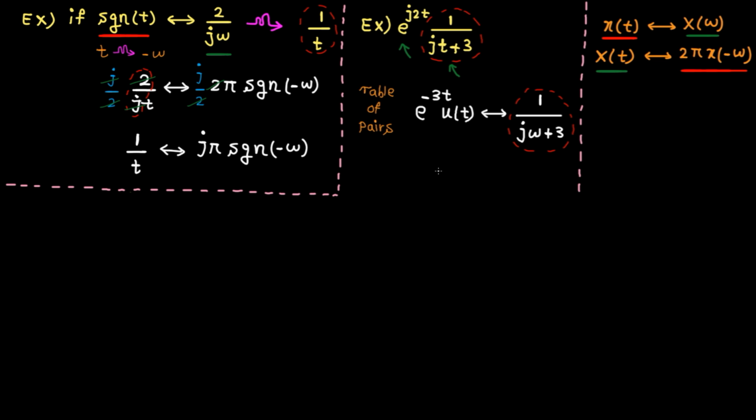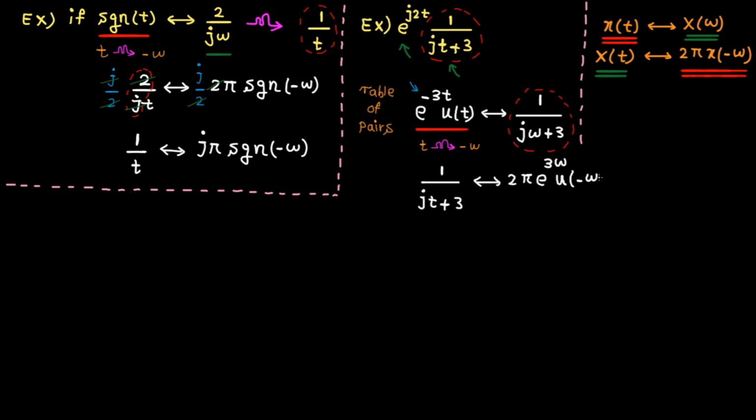To find the Fourier transform, we can easily use duality as the shape of both functions is the same. So the Fourier transform is 2 pi x minus omega. This guy is our small x, just we need to replace t by minus omega. This minus is cancelled by minus omega and we get this.